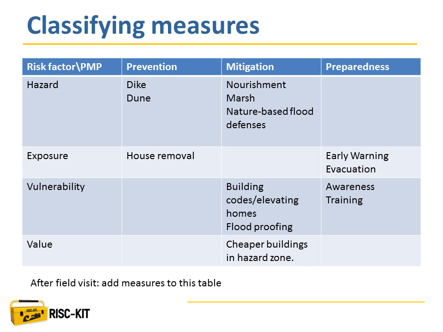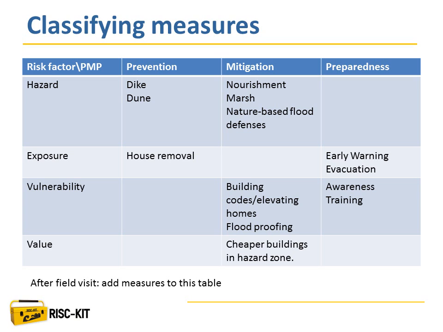So we have two ways of defining risk and to classify measures. If you define risk and break it down into hazard times exposure times vulnerability times value, and if you break down the measures according to prevention, mitigation, and preparedness, you can start to classify measures in this matrix. So if you want to influence the hazard and you want to prevent the impact, you can have dike or dune building solutions. If you want to mitigate the hazard, you can implement nourishments or build marshes or nature-based flood defenses.